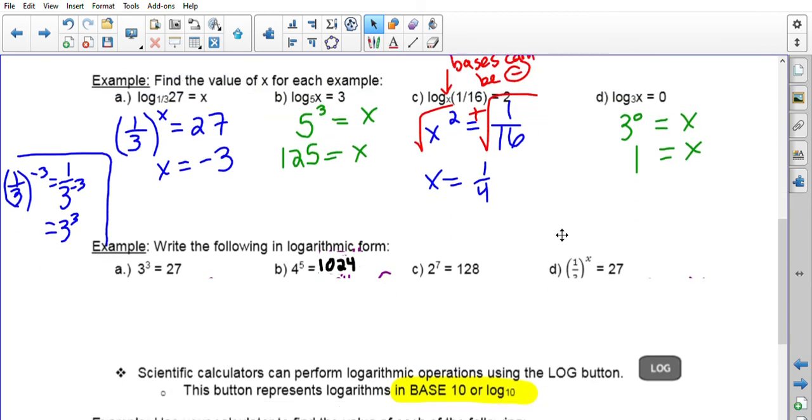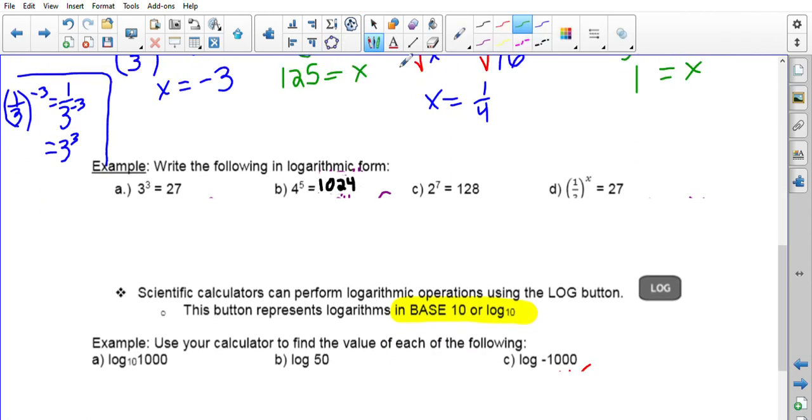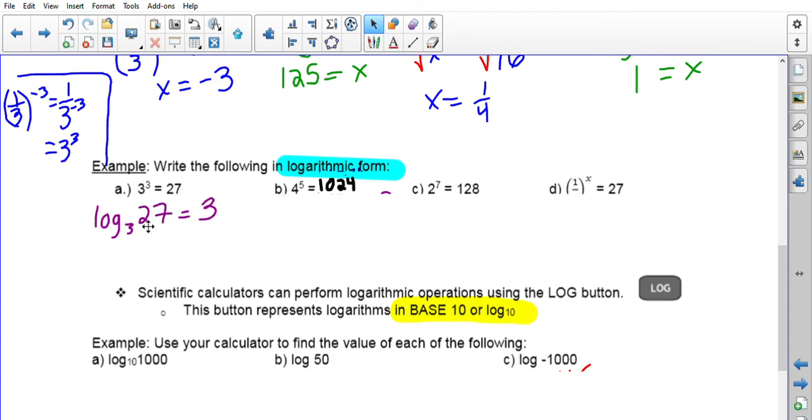All right, now let's practice writing it in log form. Okay, so we'll do this, write the following in log form. So now we're starting with exponential and we're going in the other direction. So 3 to the 3 equals 27. So remember, the base becomes the base of log, the answer becomes the argument of log. So this is the same thing as log 27 to the base 3 equals 3.